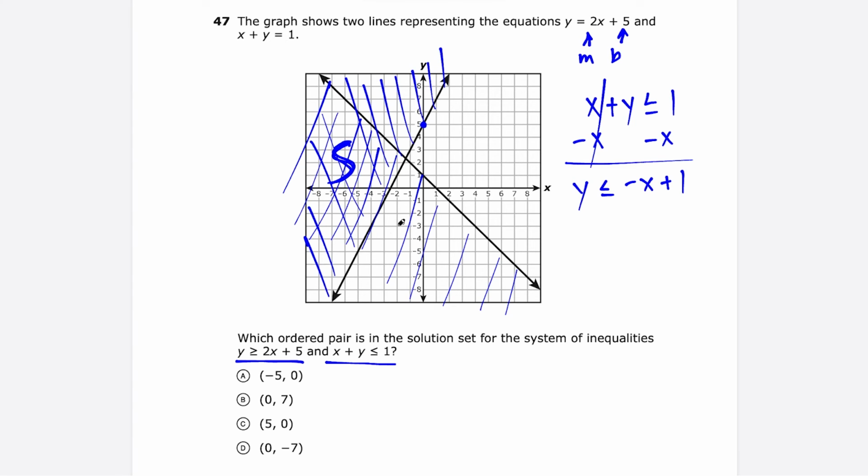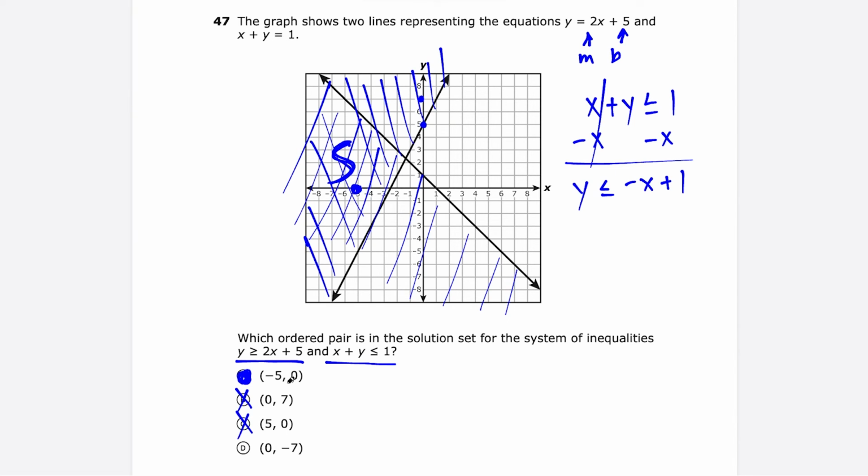So when we go through the answer choices, let's see, (-5, 0) is right in that solution set. So right away, I can see that this is the answer. (0, 7), the problem with (0, 7) is that it's only a solution to one of the inequalities, not both. So this answer choice is out. (5, 0) is not a solution to either inequality.